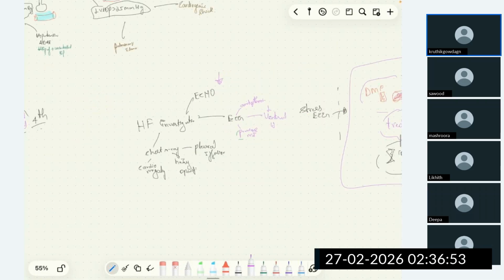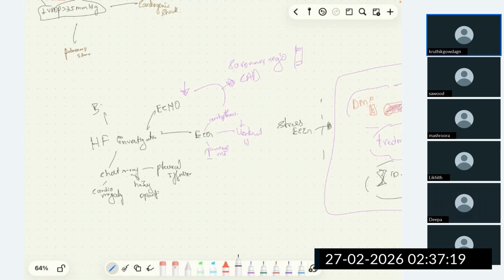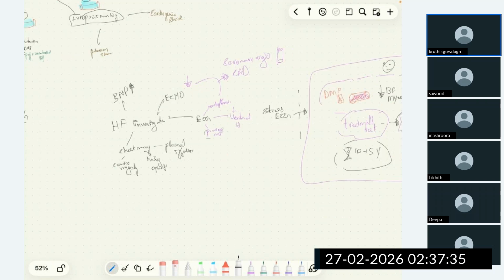Okay. What is the next investigation that we can do? If on ECG and echo we are suspecting ischemic heart disease due to coronary artery disease, we can do coronary angiography. We will detect the block inside the blood vessels. And also some blood investigations we can do, like brain natriuretic peptide, which will be increased, and other blood tests like serum urea, creatinine, electrolytes, cardiac enzymes in acute heart failure, and liver function tests, etc., which we all know. This is about the investigations that we do in heart failure.